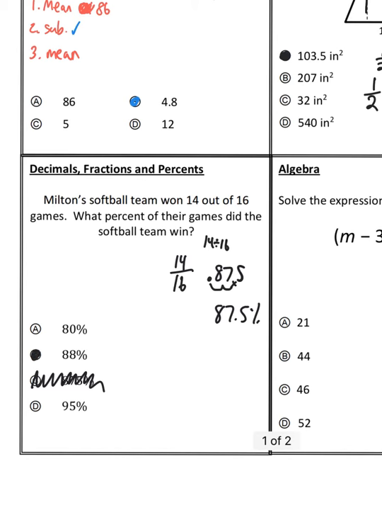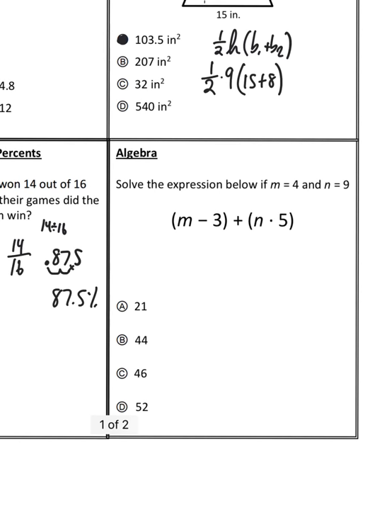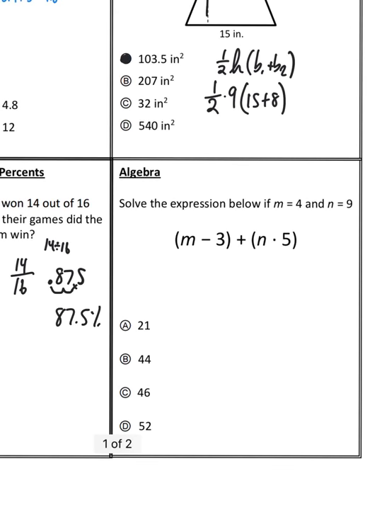All right, last one. Solve the expression below, if m is 4 and n is 9. So I'm going to start by doing some substitution. M is 4, so I have 4 minus 3 plus an n is 5, 9 times 5. And if I solve what's in parentheses, 4 minus 3 is 1. 9 times 5 is 45. 1 plus 45 is 46, which is C.